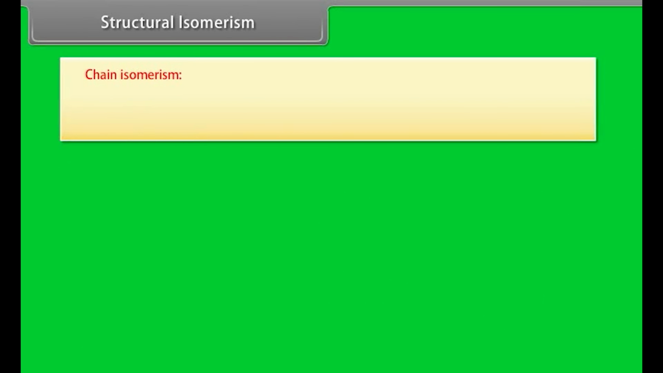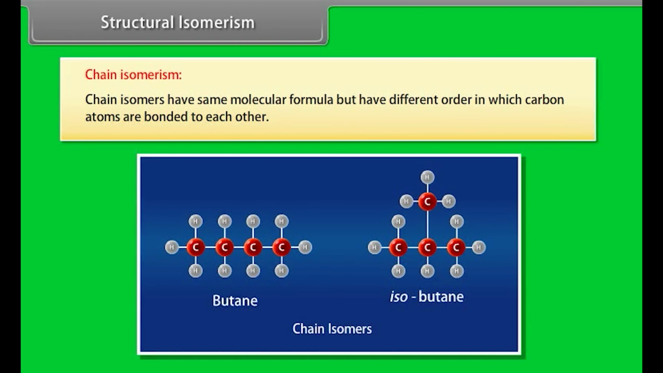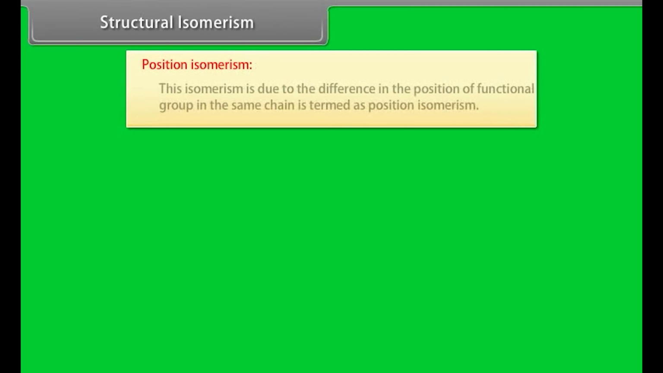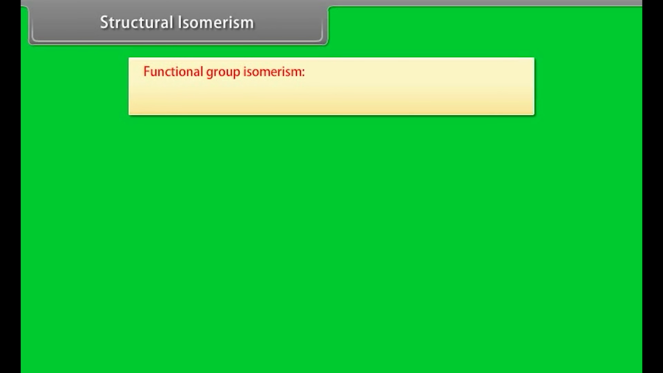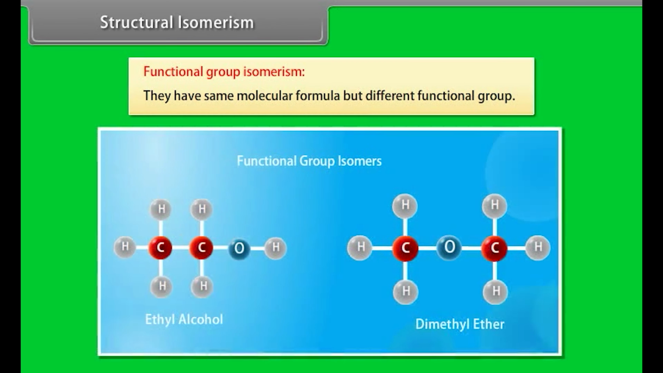Chain isomerism. Chain isomers have same molecular formula but have different order in which carbon atoms are bonded to each other. Position isomerism. This isomerism is due to the difference in the position of functional group in the same chain, and is termed as position isomerism. Functional group isomerism. They have same molecular formula but different functional groups.